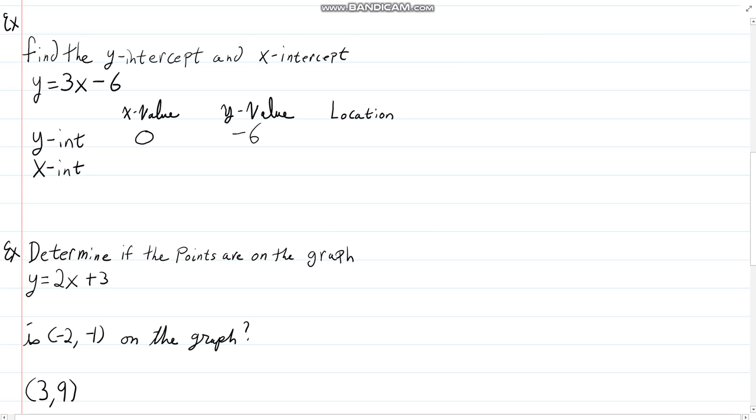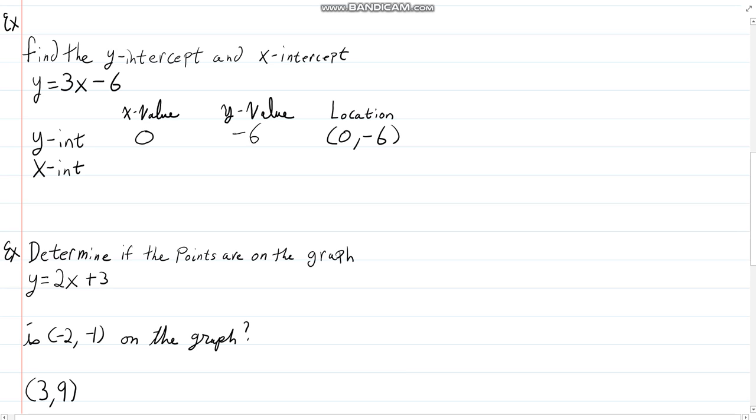All right. Now we can say that the location, or the ordered pair, would be (0, -6). I hope that makes sense. Again, if you're looking for a y-intercept, the x has to be 0, so you can plug that in, and then you can find what the y is.